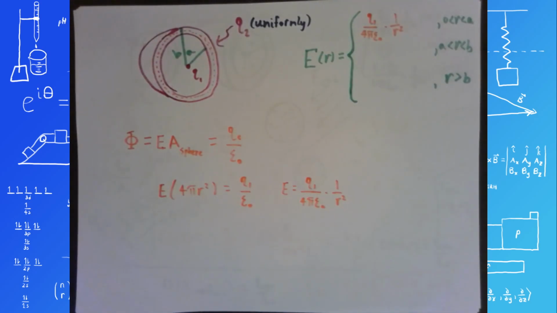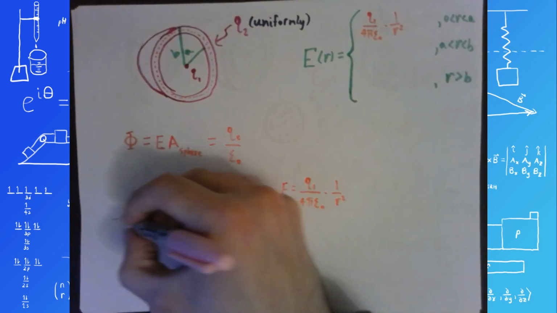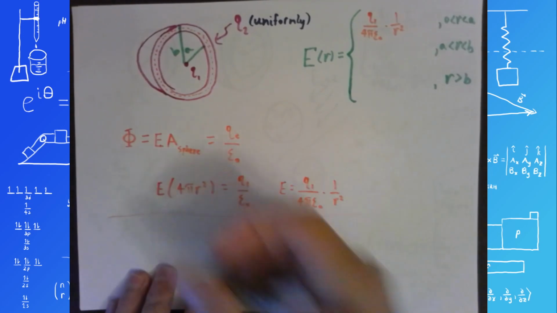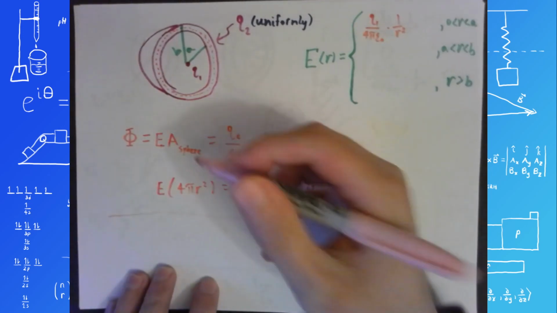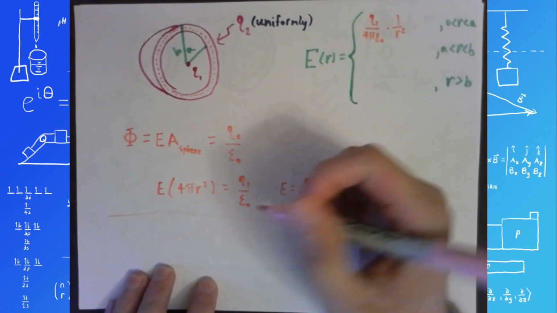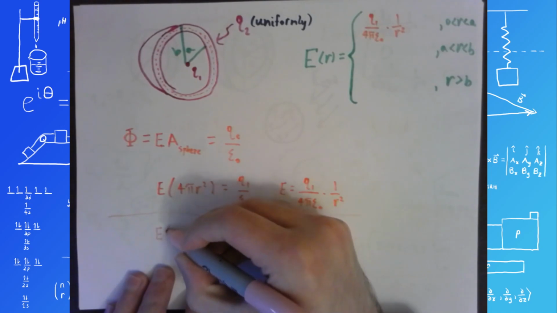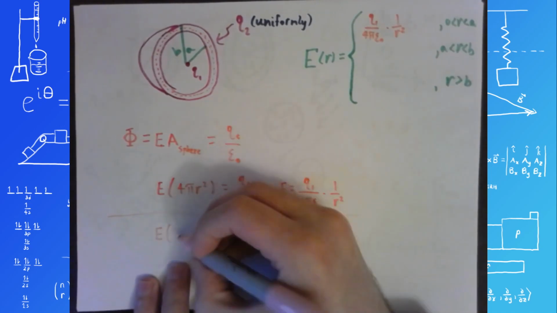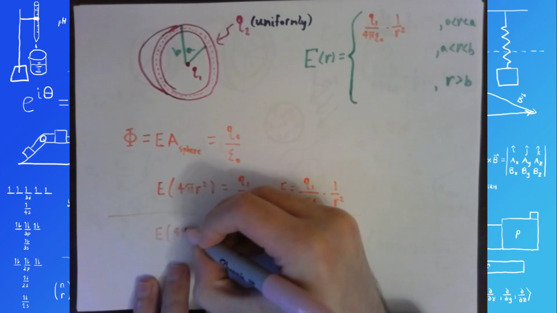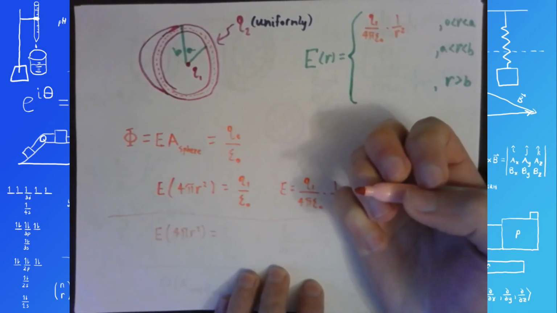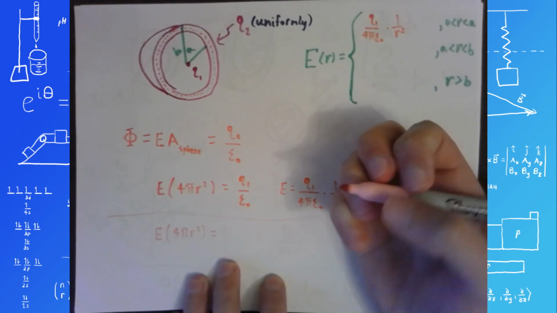Like so. This is where it gets tricky. Most of this is going to be the same. The only difference now is the charge enclosed. So we've got electric field times 4 pi r squared equals, the charge enclosed is two things.